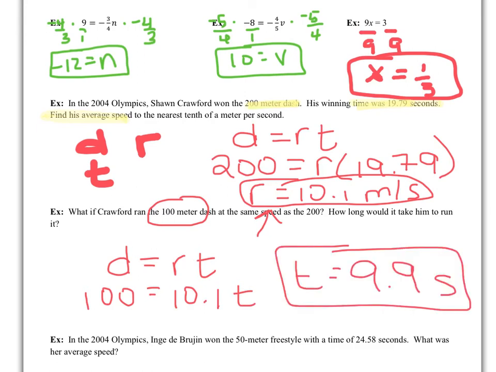So when you solve this one, you would divide both sides by 10.1, and you end up with 9.9 seconds, which makes sense if you check the reasonableness of your answer, because up here he did 200 meters in about 20 seconds, and now he's doing about half that in about half the time.